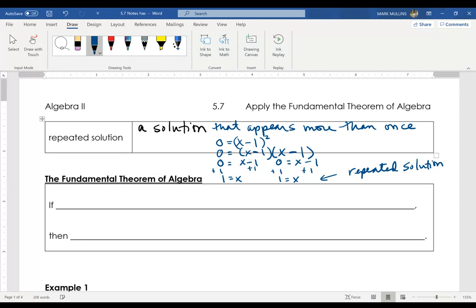Another way that we'll word it sometimes in math books is that there's a multiplicity. So I might say that the answer is 1 with a multiplicity of 2. So that means the answer is 1, but it happens twice. So first is that idea of a repeated solution.